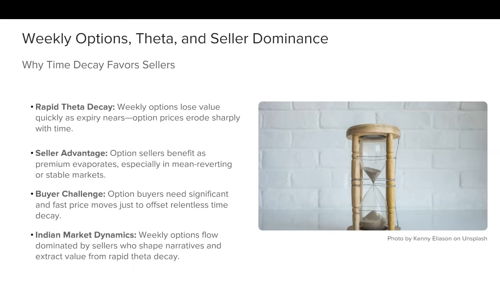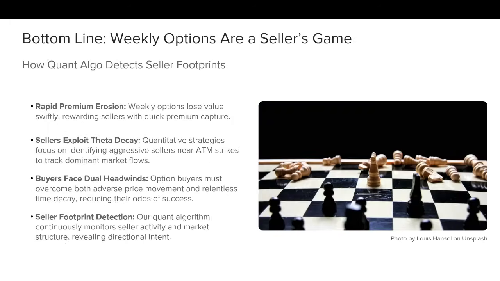Now, Indian market dynamics says weekly options flow is dominated by sellers who shape narratives and extract value from rapid theta decay. How does this algo detect it? It detects rapid premium erosion because weekly options lose swiftly, rewarding sellers with quick premium capture. Sellers will exploit theta decay at ATM and nearby strikes because ATM has the highest theta. Buyers, as I said, will face dual headwinds.